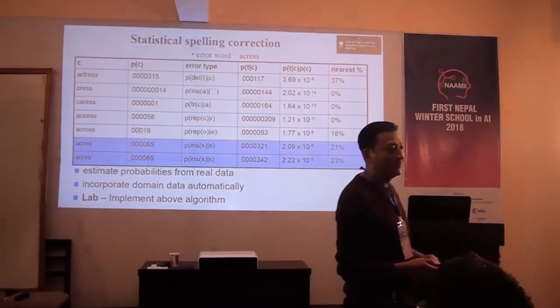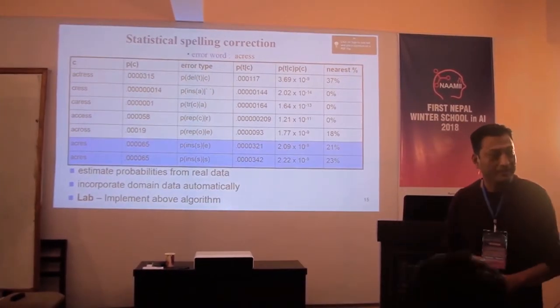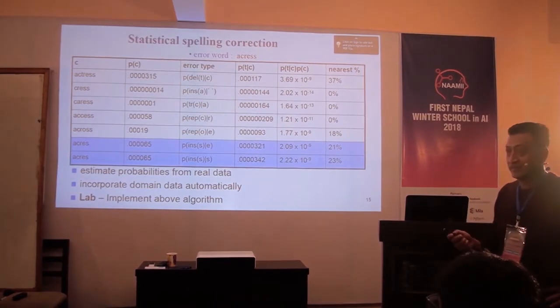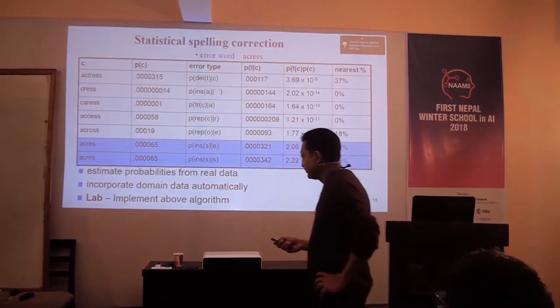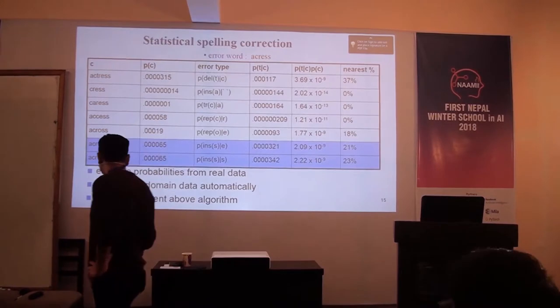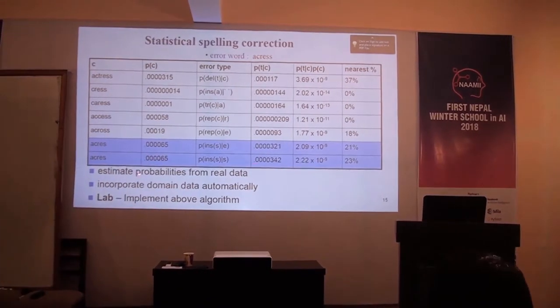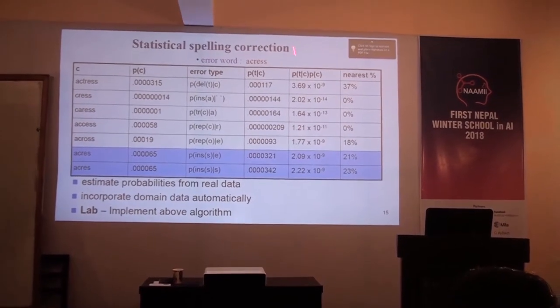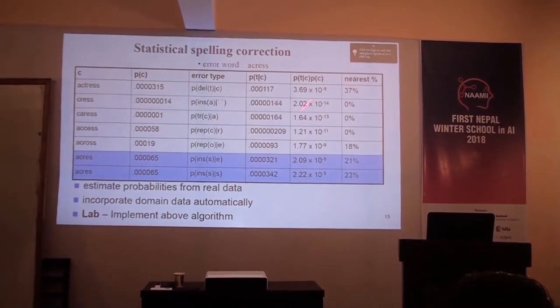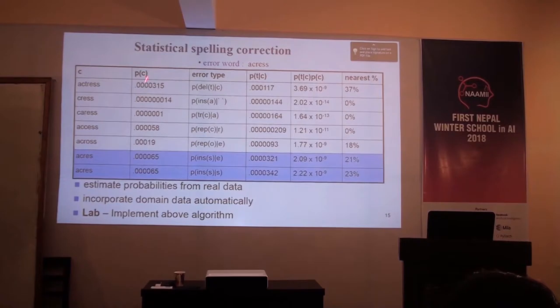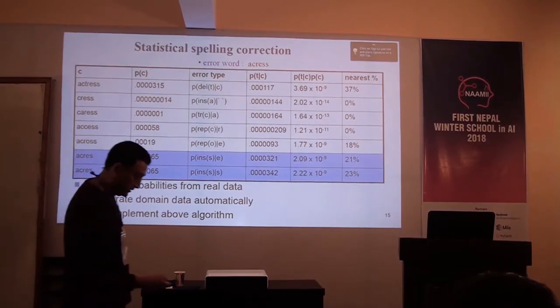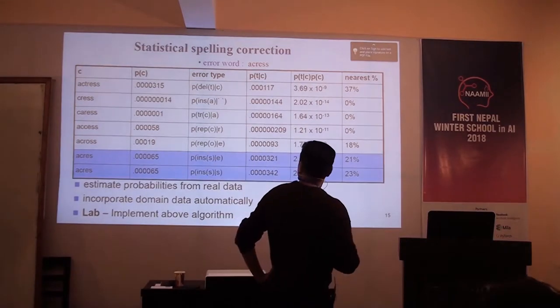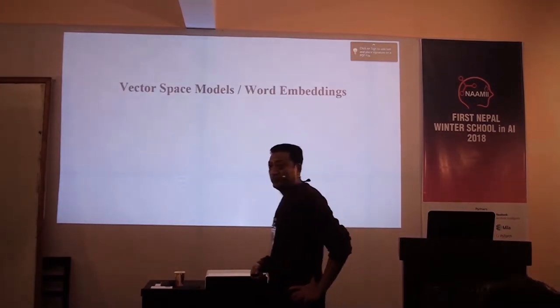Okay? So now the correct word is acres, given this data. And you're going to implement this a bit later. So I will provide this data. This data is available for English, and that's all you need. And this data is also available. That's easy. So then you can program this in Python later. Okay, so now moving on.